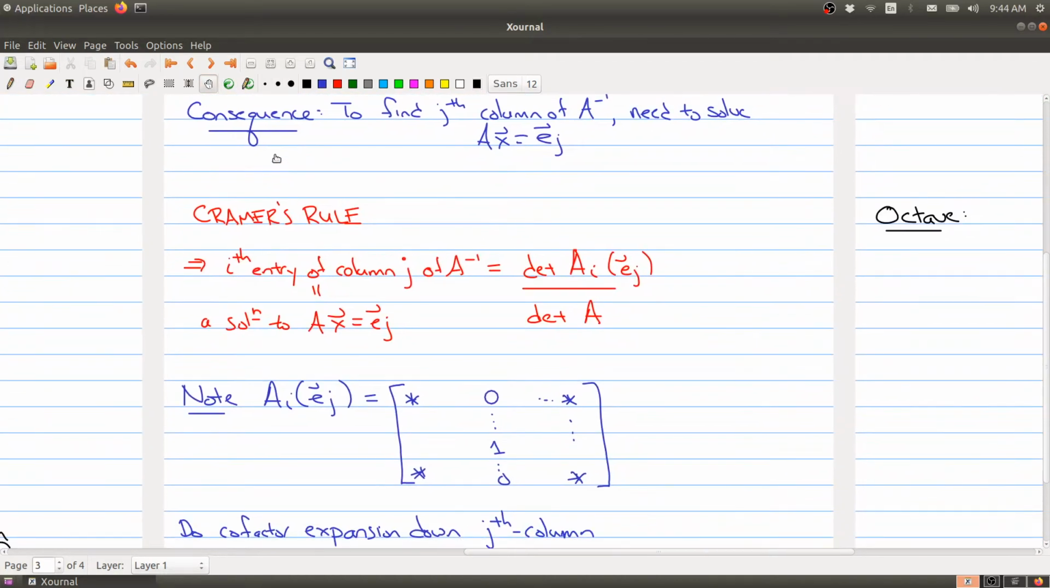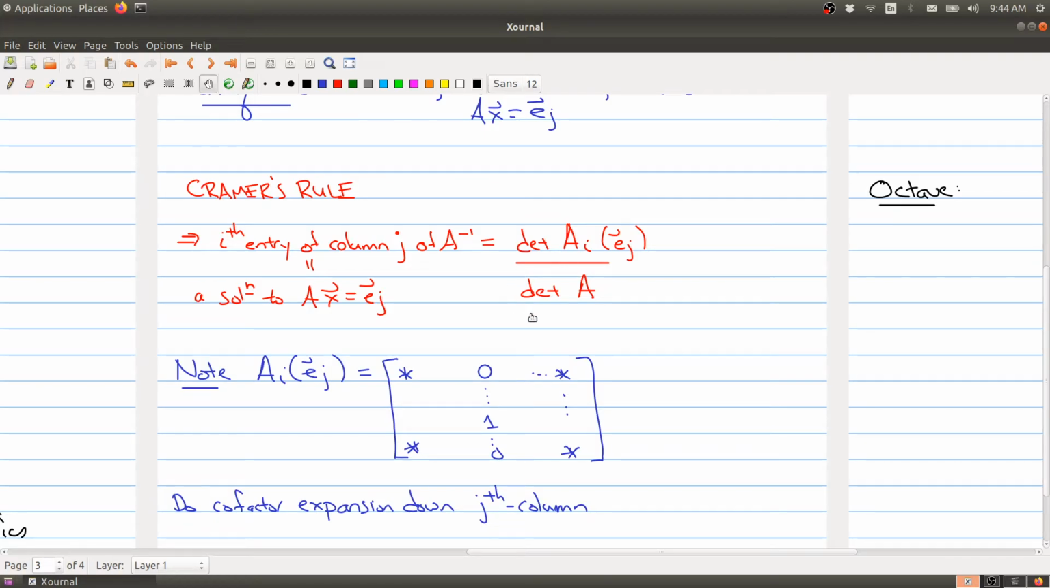Let's look a little more carefully here. We know how to compute the determinant of a matrix. Can we say anything slick or fancy about the determinant of this matrix right here? How is this matrix formed? The ith column is replaced with the basis vector EJ, so the one here is in the jth row. And Cramer's formula says we need to compute the determinant of this matrix.